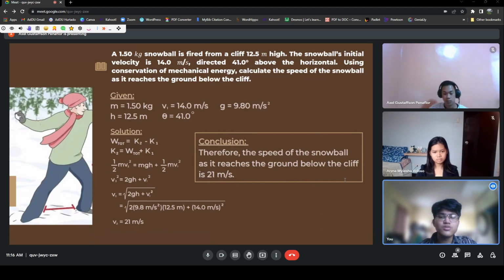In substituting the given values, the equation becomes the final speed, which is equal to the square root of 2 times 9.8 meters per second squared times 12.5 meters plus 40 meters per second squared. We then arrive at the answer of 21 meters per second as the final speed. In conclusion, the speed of the snowball as it reaches the ground below the cliff is 21 meters per second.